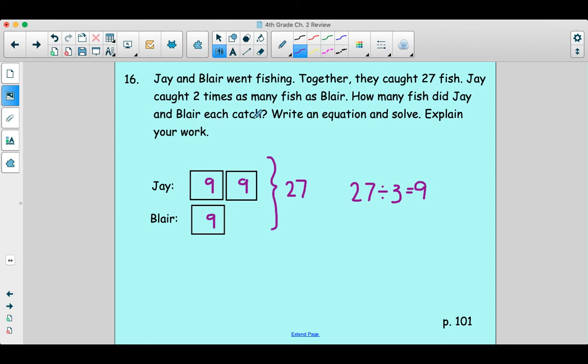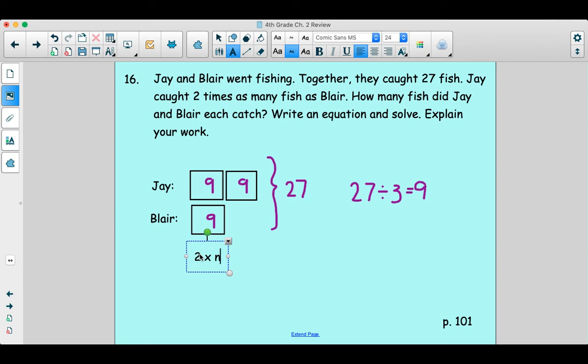Okay, well, you know what? I have not yet answered the question. So we have to make sure that we answer all parts of the question. So let's see. Jay caught 2 times as many as Blair. So we didn't know. So Jay is actually going to be represented with 2 times as many as Blair.